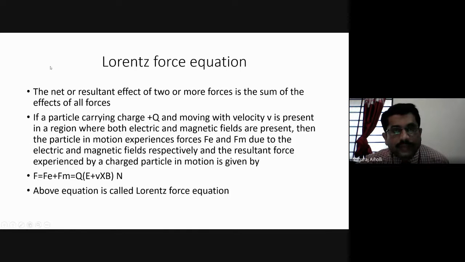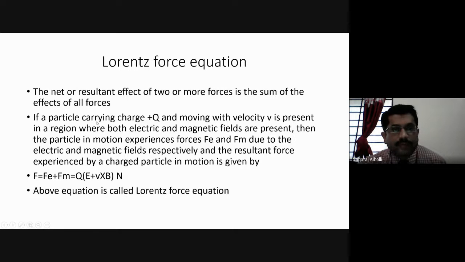Next, we will see what is meant by the Lorentz force equation. When there is a certain charge, and let us say there are more than two forces, then what is the net force? It is the sum or the resultant of all the forces, is it not? The net or resultant effect of two or more forces is the sum of the effects of all the forces. This concept we have studied when we were studying Coulomb's equation.